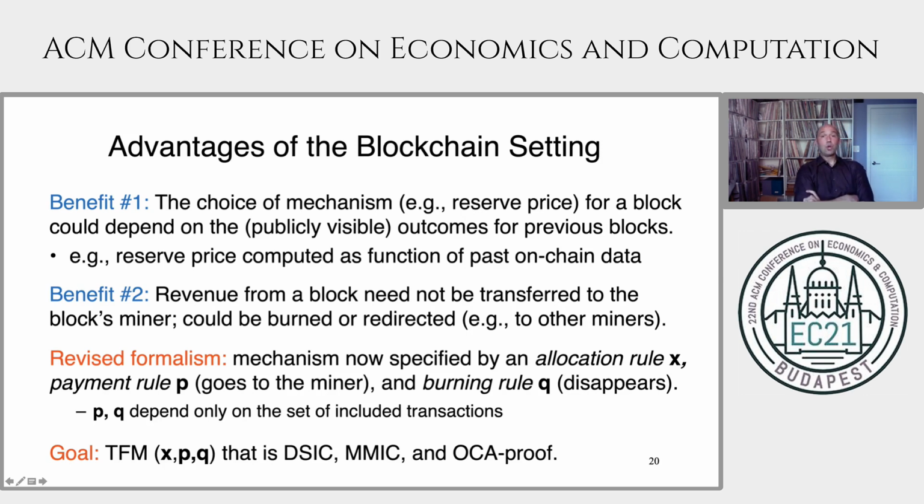All right, so the goal then, the technical question is, can we have a transaction fee mechanism that meets simultaneously these three incentive guarantees, DSIC, MMIC, and OCA proofness? First price auctions satisfy the latter two. Is there anything that satisfies all three? This is actually still an open question. I don't know the answer to that.